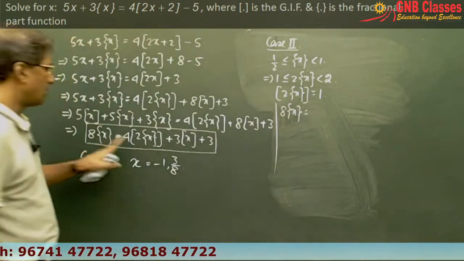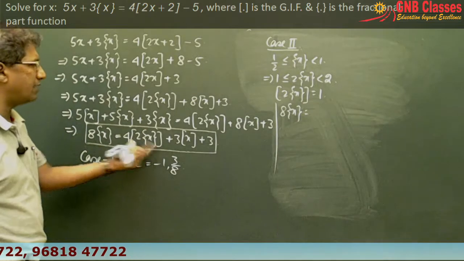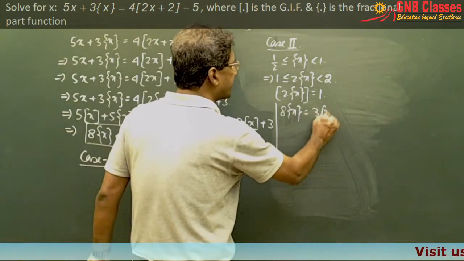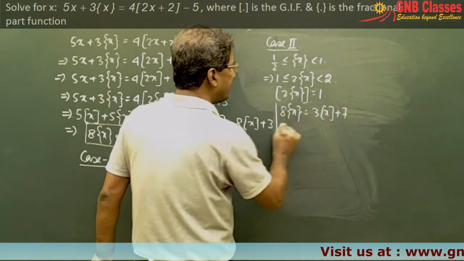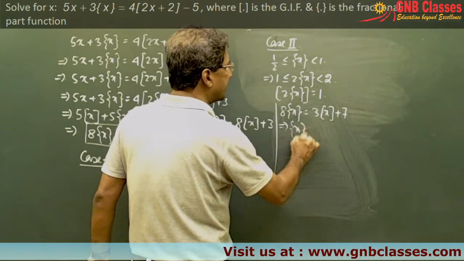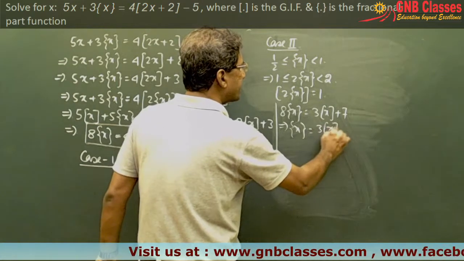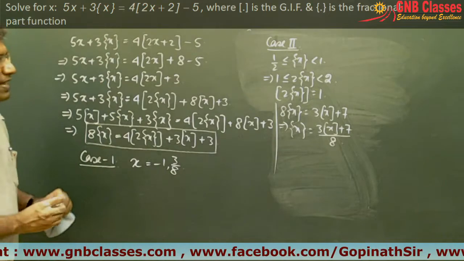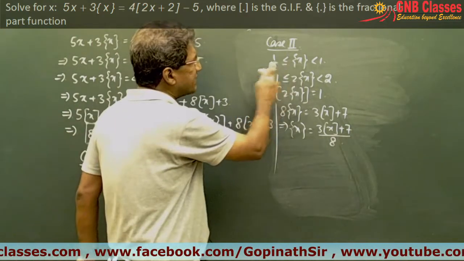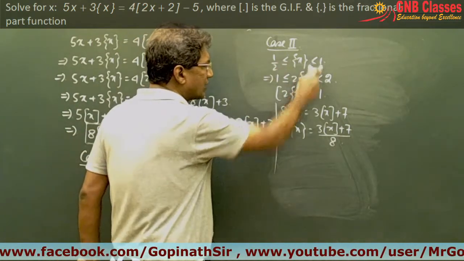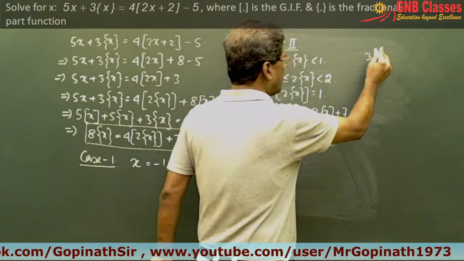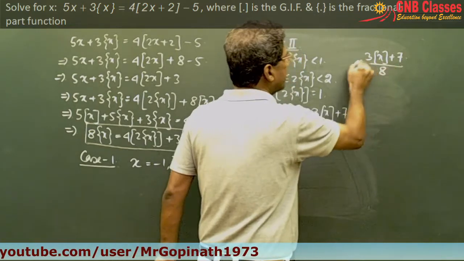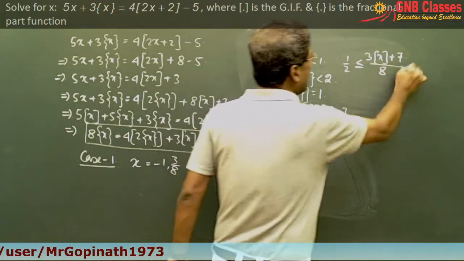Okay. So this equation becomes, for case 2, 8{x} equals, this thing can be replaced by 1. So it is 4 plus 3, that gives you 7. So it is 3⌊x⌋ plus 7, and the fractional part of x is nothing but (3⌊x⌋ + 7)/8. Am I correct? Again, the fractional part of x is lying between half and 1. So (3⌊x⌋ + 7)/8 is greater than or equal to half and less than 1.